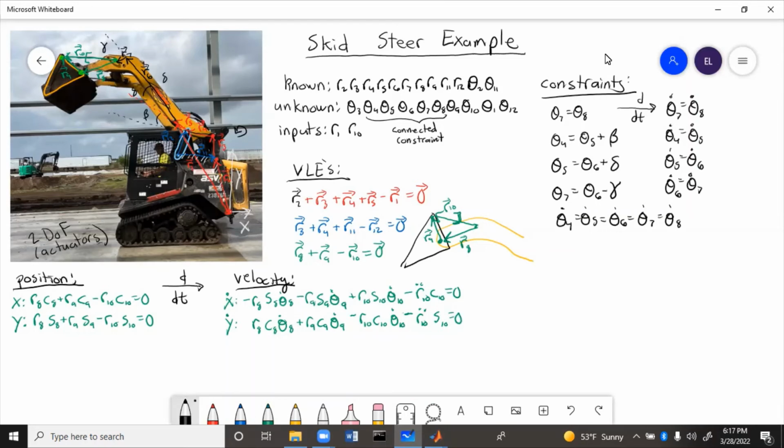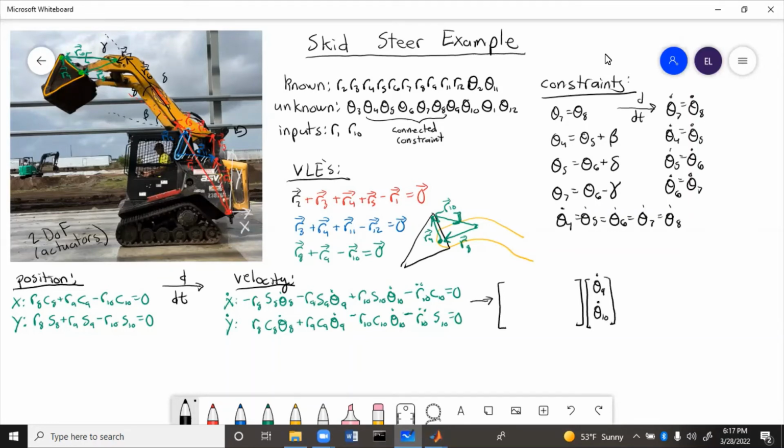And now we'll put them into matrix form. So matrix form for this one, since there are only two equations, we'll have two rows in the J matrix, and then we'll have two unknowns, which will be theta 9 dot, theta 10 dot.